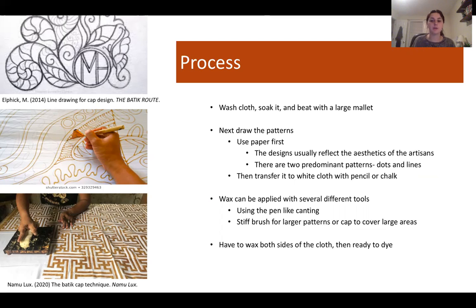The wax can be applied with several different tools. That would include the chanting, which is very pen-like, that little small spouted tool that I talked about a moment ago, as well as a stiff brush for larger patterns to fill in those areas, as well as the cap, which covers much larger areas much quicker. In order for it to be ready to dye, you have to make sure that you wax both sides because it won't absorb through, or else only one side will have the pattern.